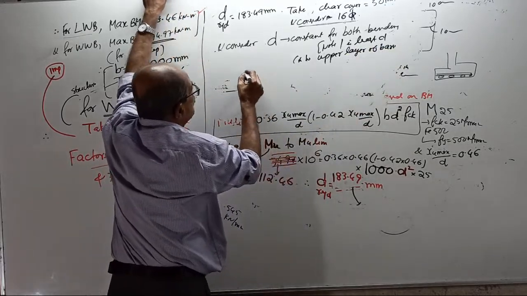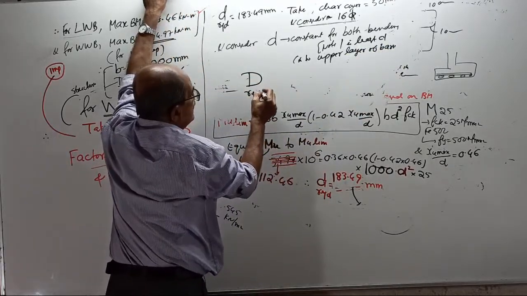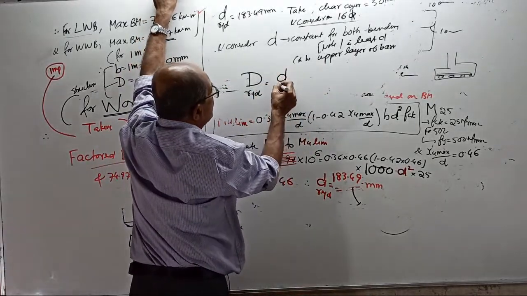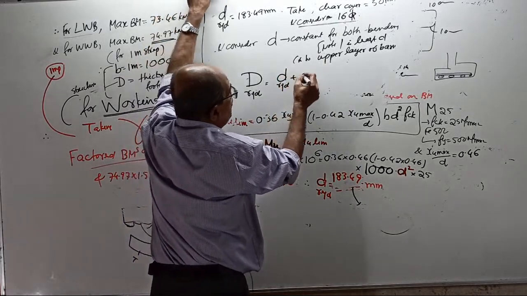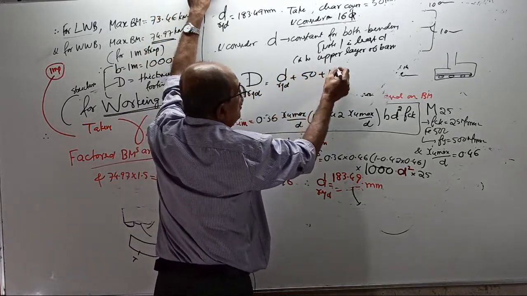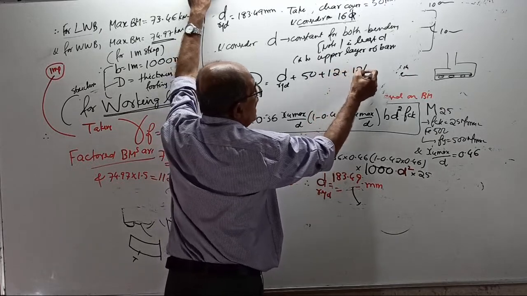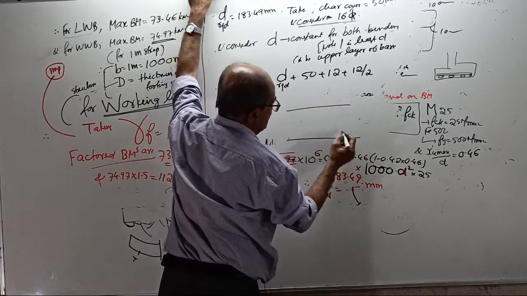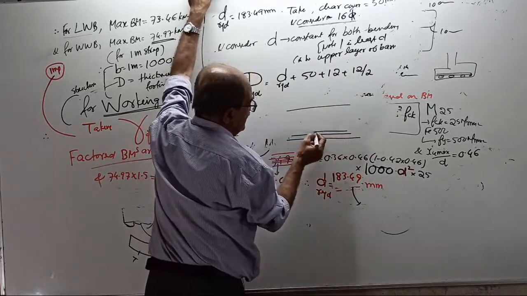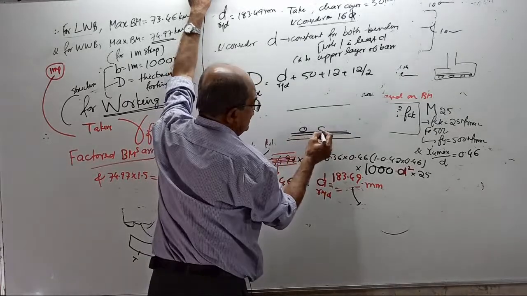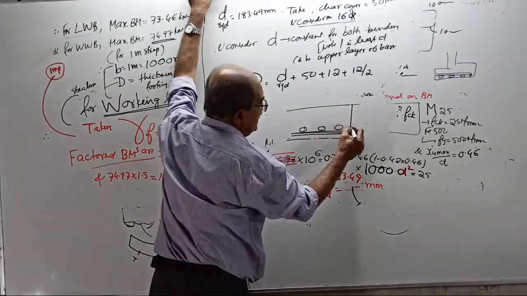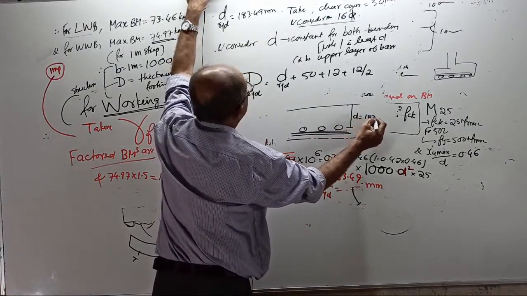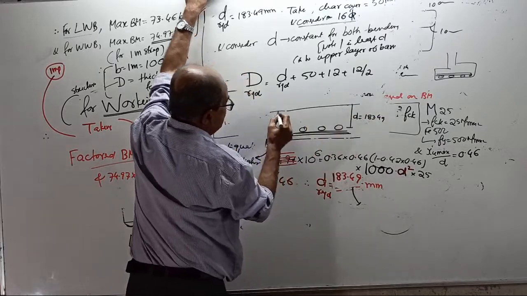Tell the value, what is the capital D required? Capital D required equals full depth, small d required, plus 50 mm clear cover, plus 1 full diameter, plus again diameter by 2. This should be clear for you. See, this is the bar in one direction. This is a bar in the other direction. You take this D. This D is the requirement, 183.49. This is the capital D.